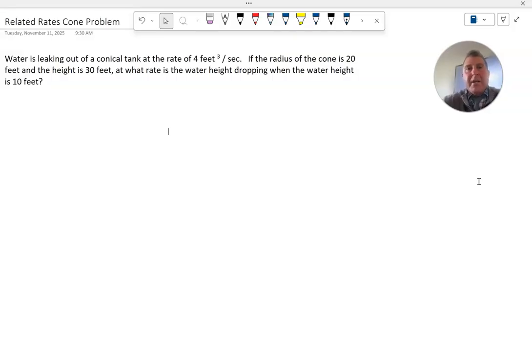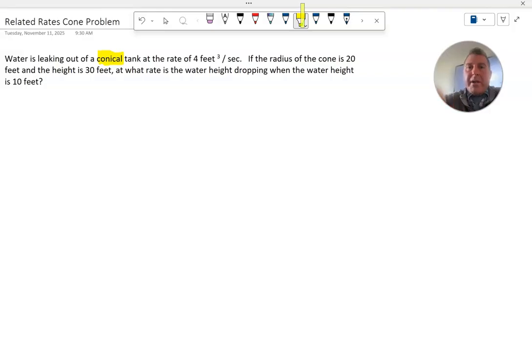And this tank is in the shape of a cone, right? So we have a conical, that means it's a cone. Let's assume it's a right cone. And water is leaking out at a rate of 4 cubic feet, so that means volume, because it's cubic feet per unit of time, second, right?